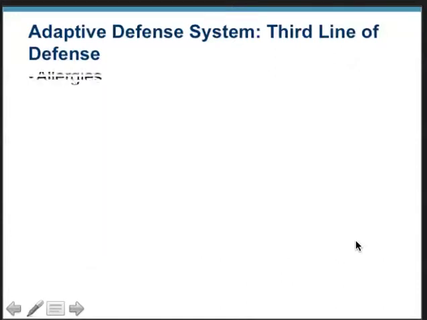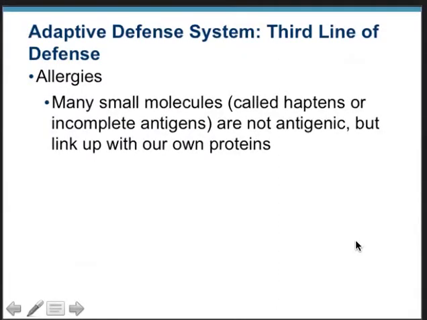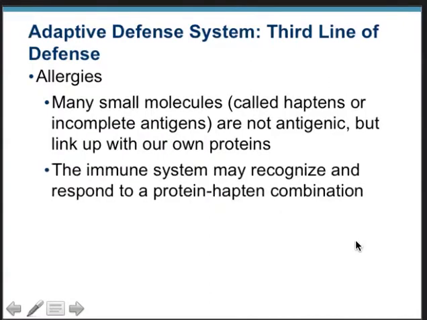Now, allergies are a special type of immune disease which we call hypersensitivity, where the immune system essentially overreacts to the presence of an unusual antigen inside the body. Many small molecules that are called haptens or incomplete antigens may not be antigenic, but when they connect with our own proteins, they can produce an immune response.